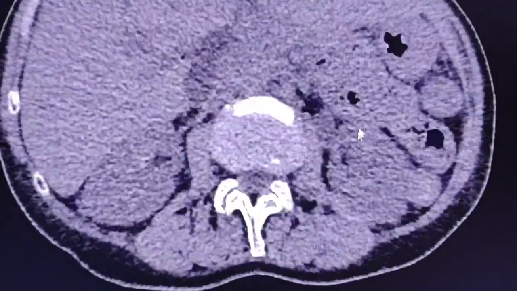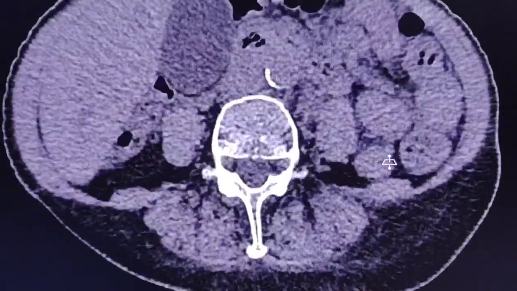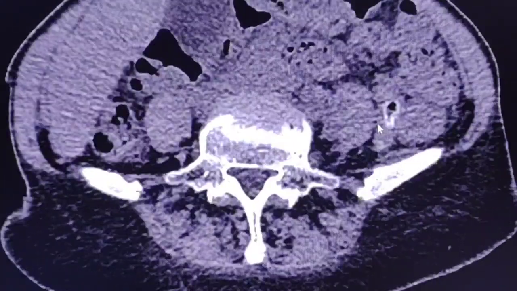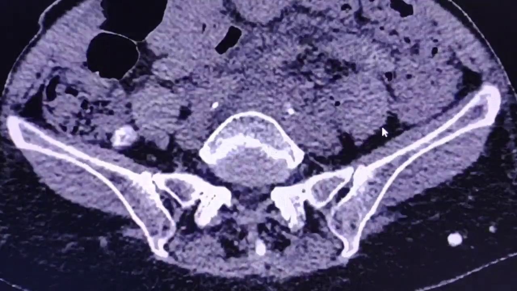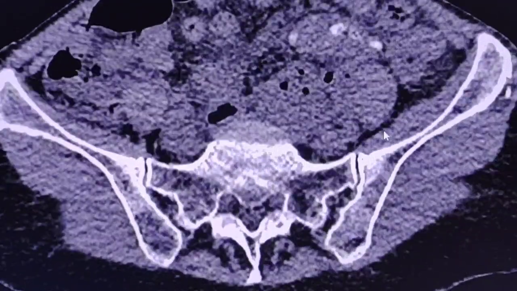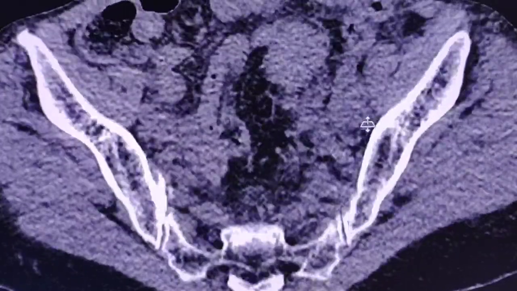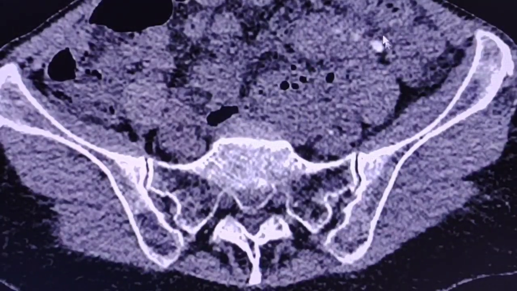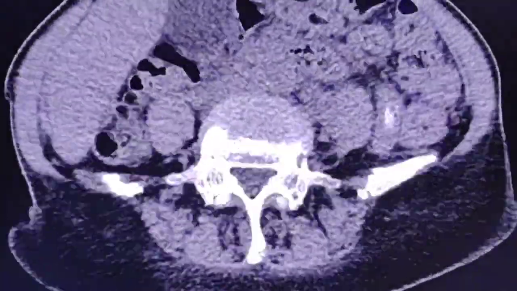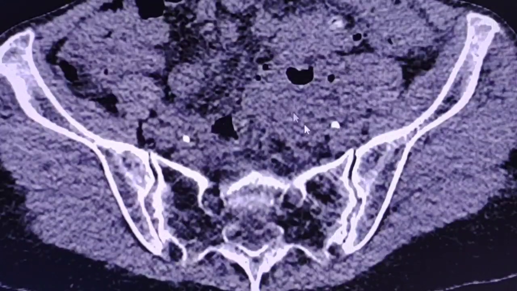Now let's scroll down and let's see the images. Just pay attention to the left iliac fossa. Okay, so I don't want to take your time. Anyway, there is no evidence of renal stone, but what was missed in the previous CT scan is this.